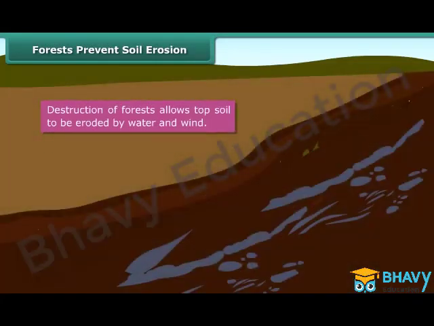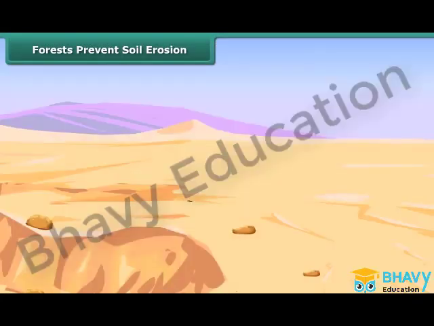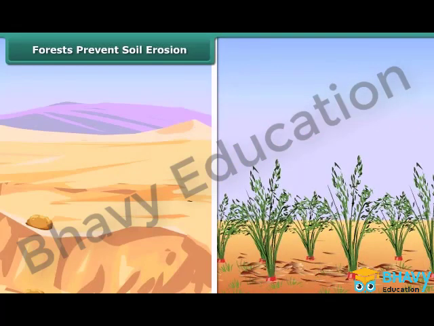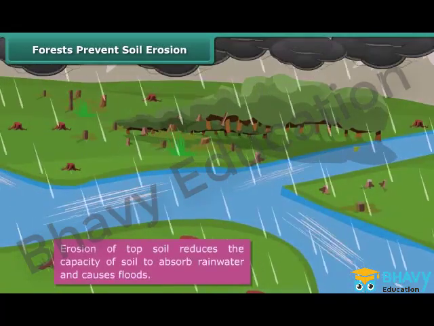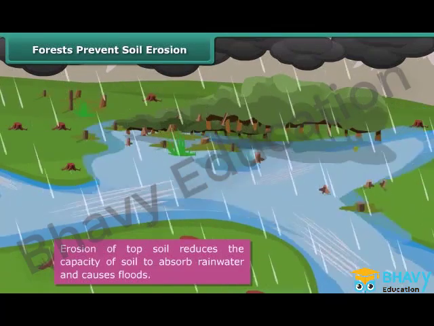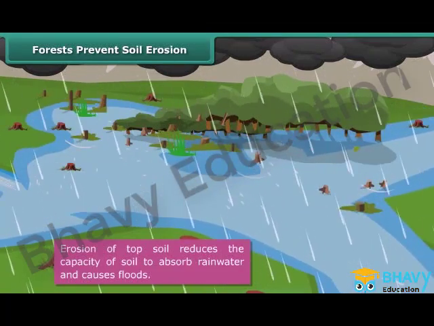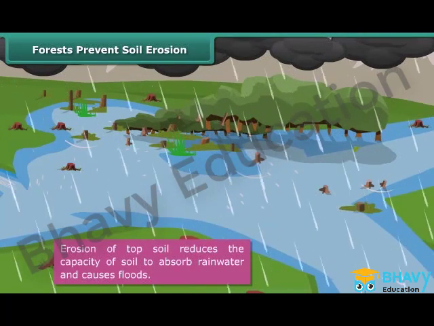This causes an increase in desert land. Fertility of the soil is also reduced. Erosion of topsoil also reduces the capacity of soil to absorb rainwater. As a result, there are floods.